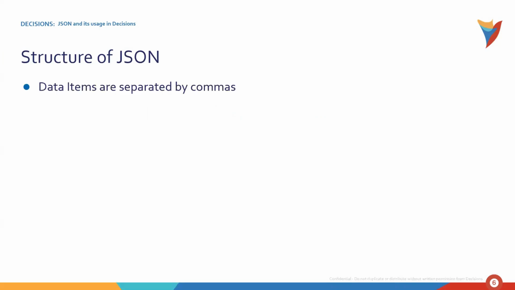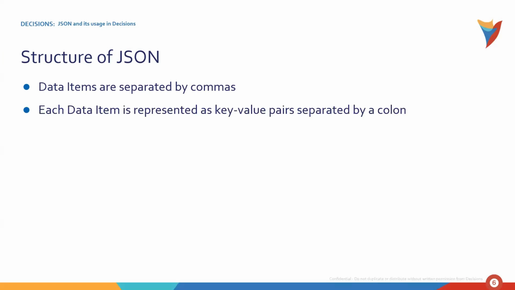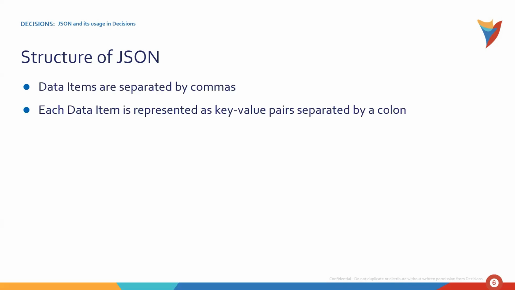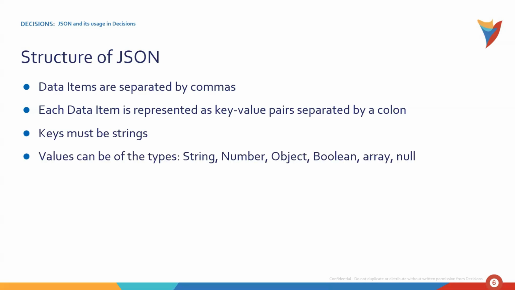Structure of JSON. It is a collection of data items separated by commas and enclosed in curly braces. Each data item is represented as a key-value pair separated by a colon. The key must be of string type and the values can be one of the following types: string, number, object, boolean, array, or null. The last data item in JSON should not have any trailing commas.